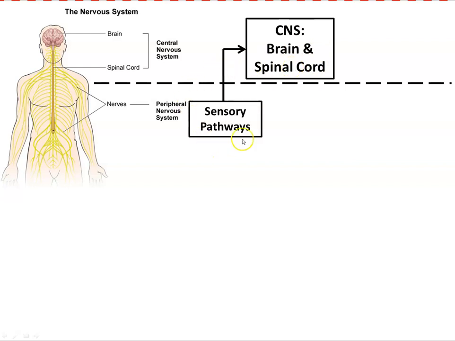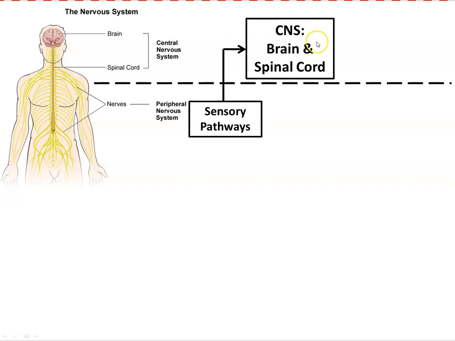Now, there are sensory pathways, and sensory pathways are filled with sensory neurons that have sensory receptors. And those receptors are going to sense what is going on in our body. How hot is it? How much sodium do I have? How much sugar do I have? And then they send that information via axons to the CNS.